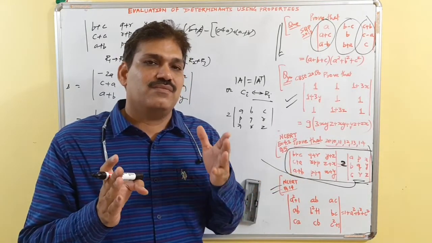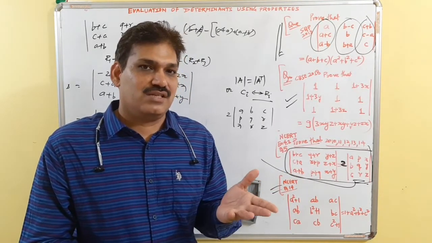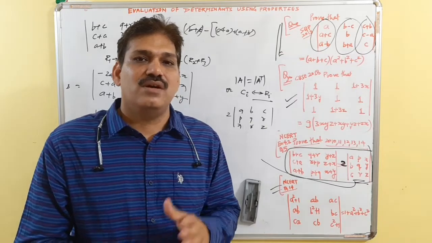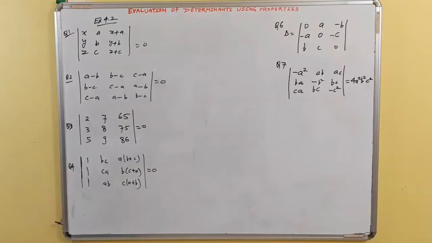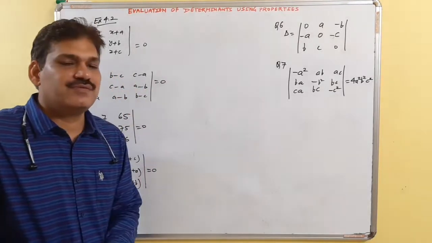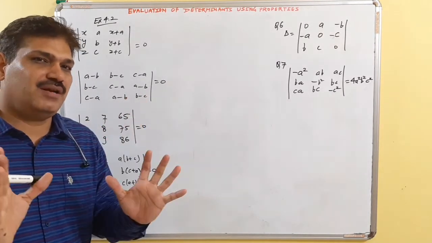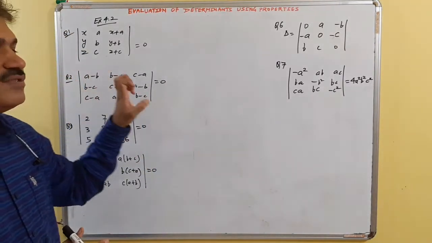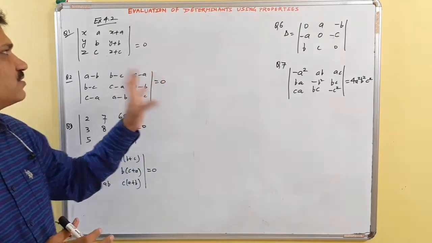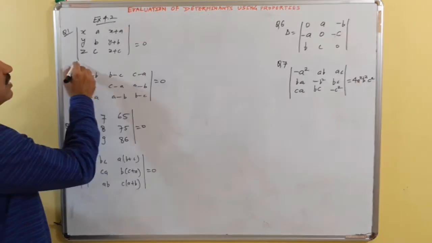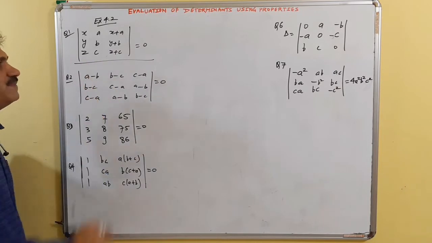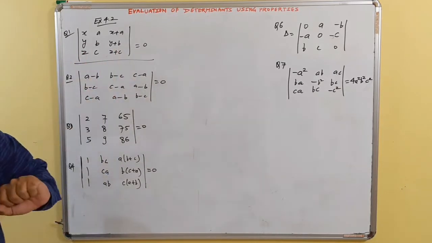Now we take some MCQ type questions from our textbook, the first few questions of exercise 4.2. We have known the properties properly, so we can do these questions in so many ways. Here the first question is the value of this determinant. Without expanding, we have to prove that the value of this determinant is 0.